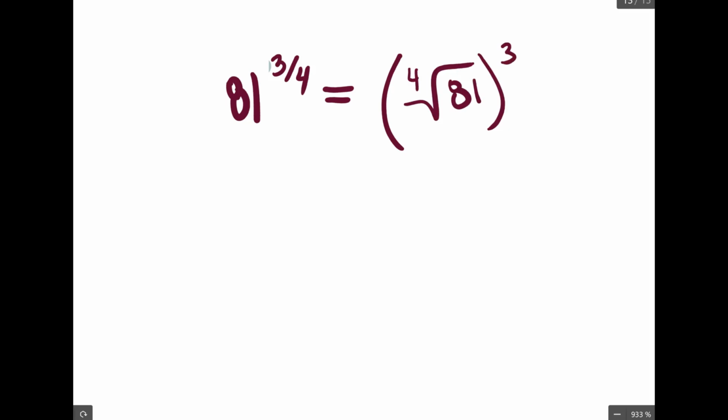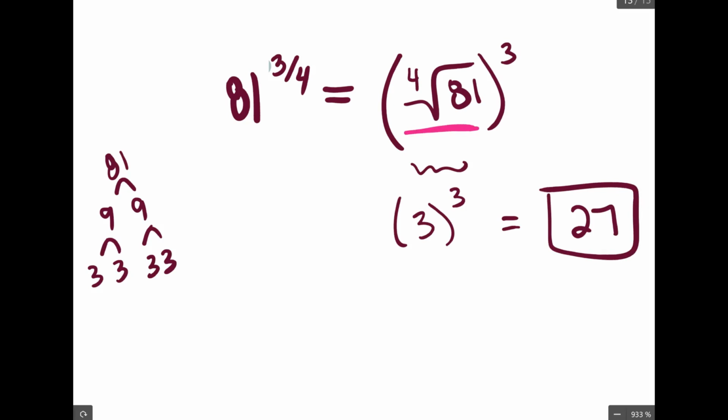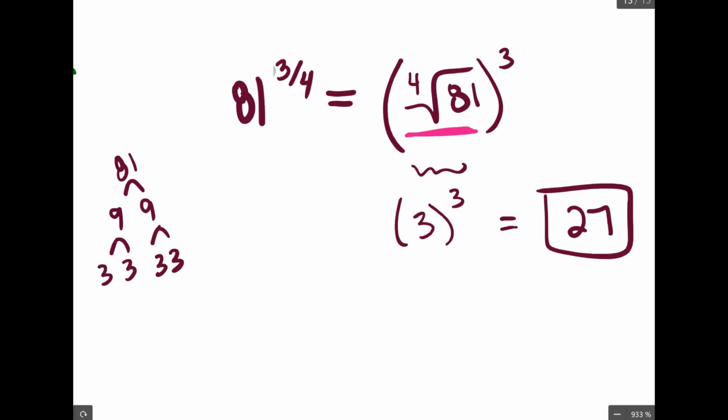So let's see, what times itself 4 times is 81? I know this is 9 times 9. Each 9 is 3 times 3. So 3 to the 4th power is 81. So I have 3 to the 3rd. 3 times 3 times 3 is just 27. So I took the inside first: I did the 4th root of 81, and then I cubed it.